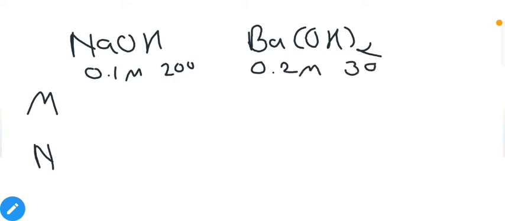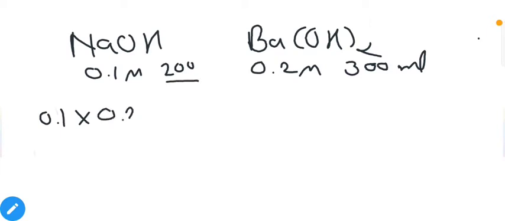So first of all, the solution of NaOH has 0.1 molar, 200 ml, and Ba(OH)2 has 0.2 molar, 300 ml. So let us find the number of moles in each. The number of moles of NaOH in 200 ml solution will be 0.1, that means concentration, multiplied by volume in liters, 0.2. So it is 0.02 moles of NaOH.